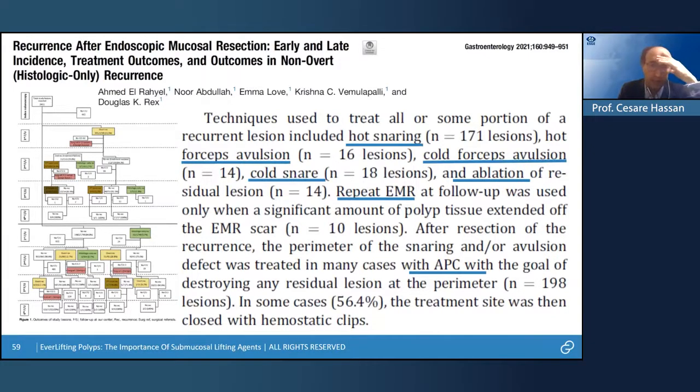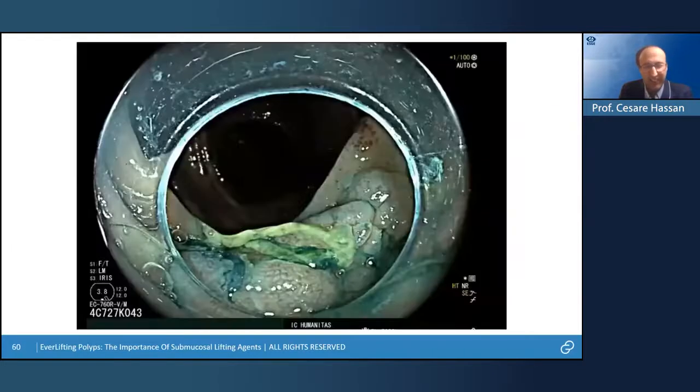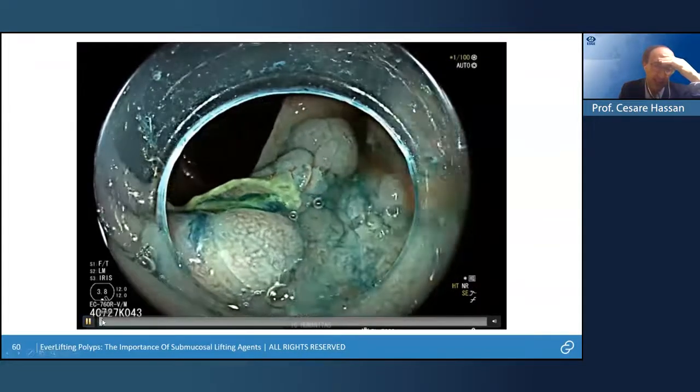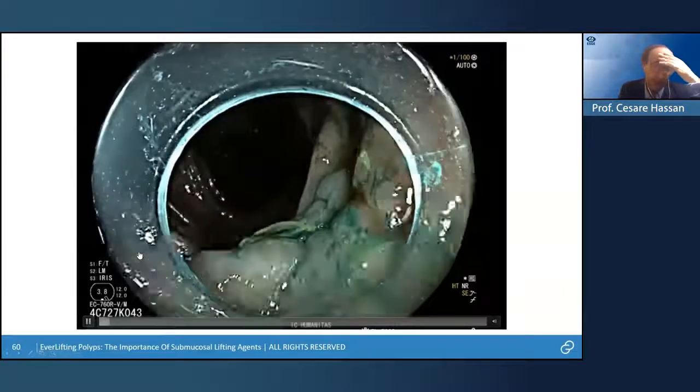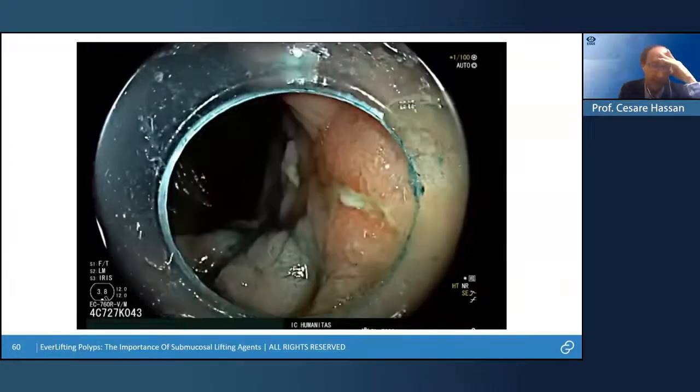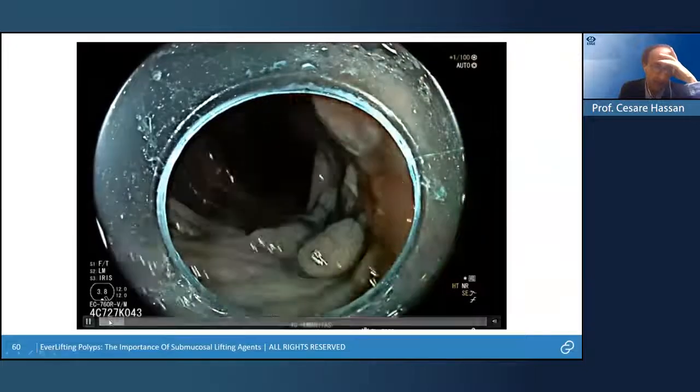You can repeat the EMR. You can retreat the border with APC, etc. So you must be flexible. This is the message. Don't think to have a standardized approach for recurrence. You must be flexible. This is a recurrence that we had in our center, a patient with ulcerative colitis after EMR recurrence, treated several times.